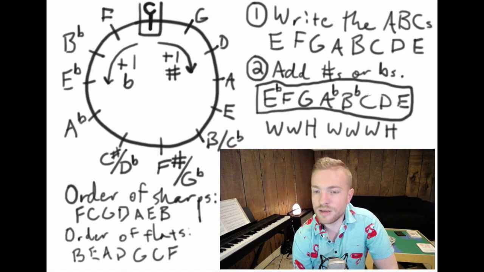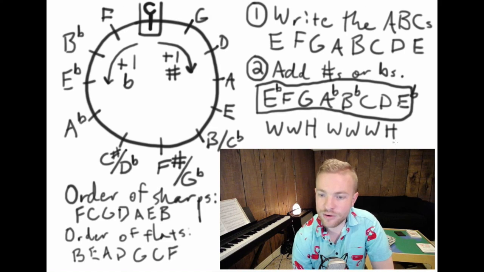B flat to C is a whole step. C to D is a whole step. And D to, oh, I forgot to flat the last E. It's D to E flat is a half step, okay? So this is the interval pattern of every major scale: whole, whole, half, whole, whole, whole, half. But the problem with this is this doesn't always lead to you spelling the scale correctly, right?